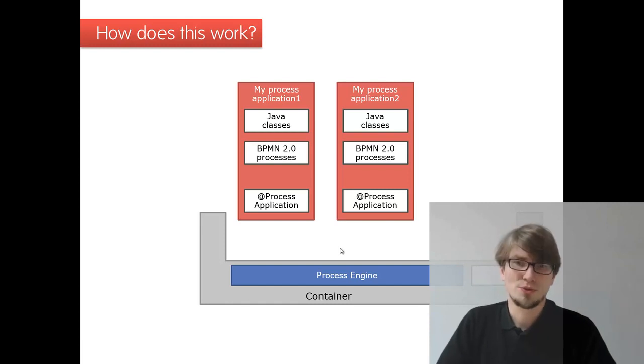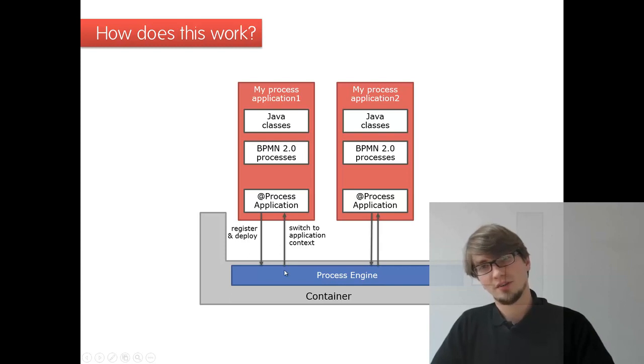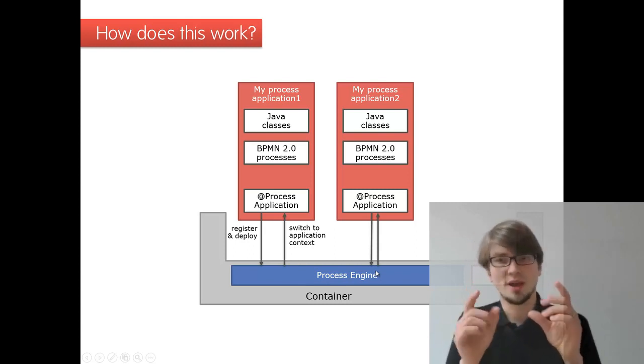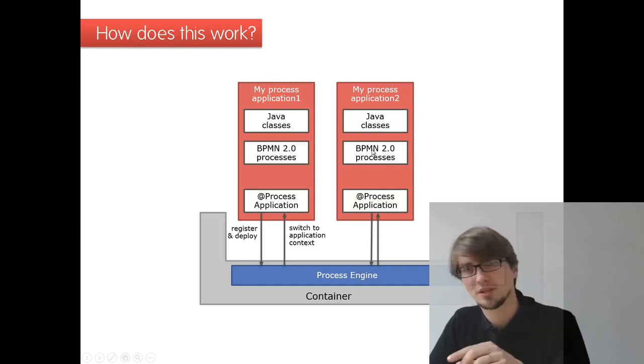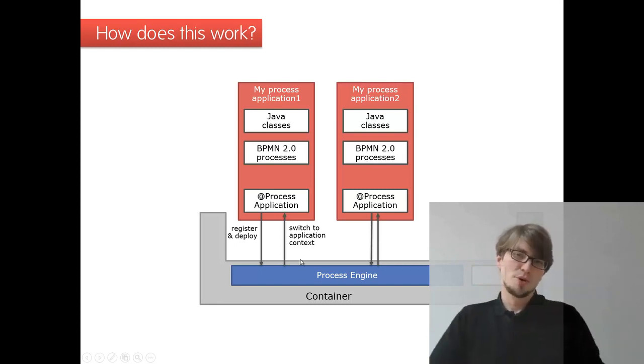It's pretty straightforward. So the engine is part of the container, and we have that process application class. And this basically talks to the central process engine. So during startup of that class, we register this process application on the process engine. We deploy the BPMN 2.0 processes on the engine if they are not already deployed. And we keep an in-memory table within the process engine where we know, okay, this process definition is within process application 1, and this BPMN 2 process is part of process application 2. And this allows the process engine to do something we call a context switch.